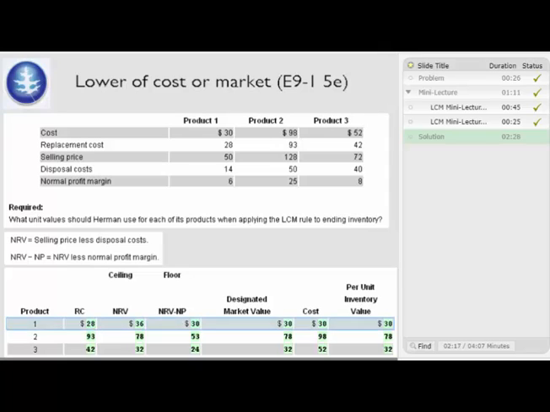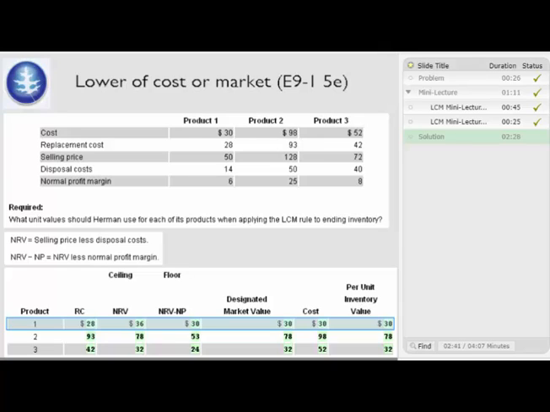Since in this problem we are applying lower of cost or market on a product-by-product basis, let's focus now on product 1. Replacement cost is $28 and NRV is $36. NRV of $36 resulted from subtracting $14 of disposal costs from product 1's $50 selling price. NRV minus NP is calculated by subtracting a $6 normal profit from the $36 NRV we previously calculated.